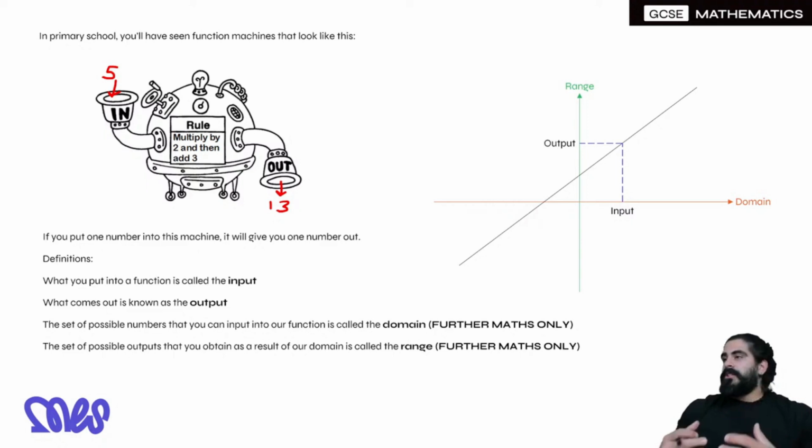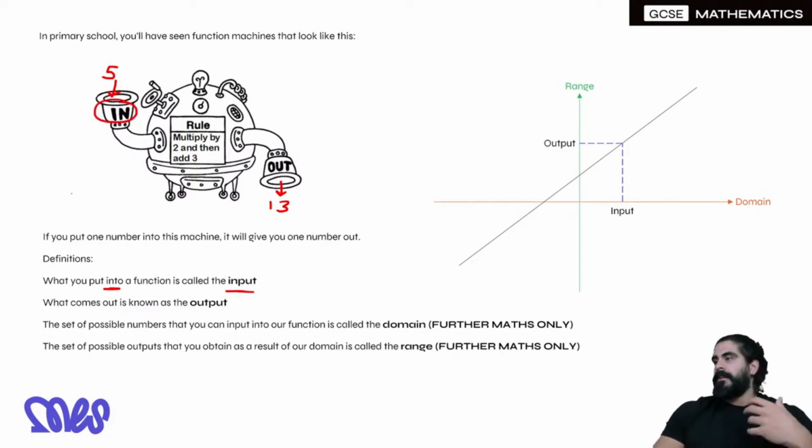So we need to know some formal maths terms regarding functions. What's important here is that when you put one number in, one number comes out. And that's very important. It would be a terrible function if you put one number in and all these different numbers start coming out. Now, these are some very important definitions. What you put into a function is called the input. That makes sense, right? Look at the function machine. What comes out is known as the output.